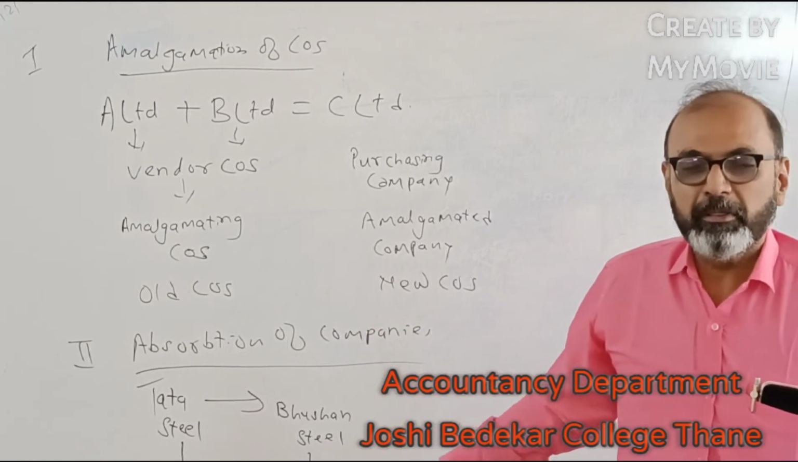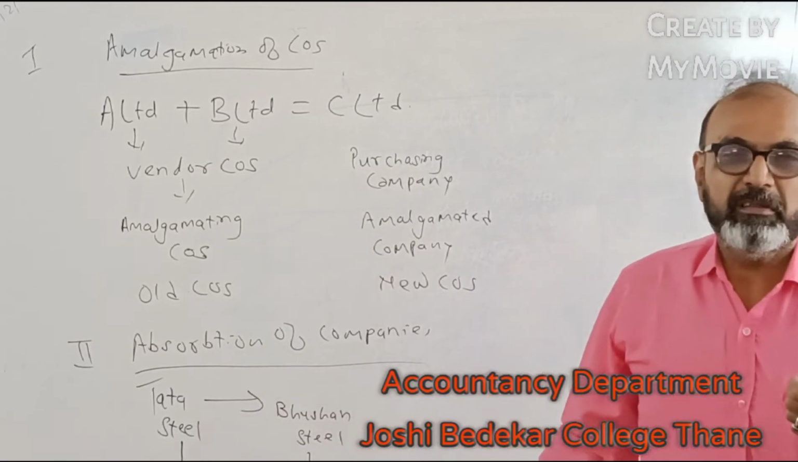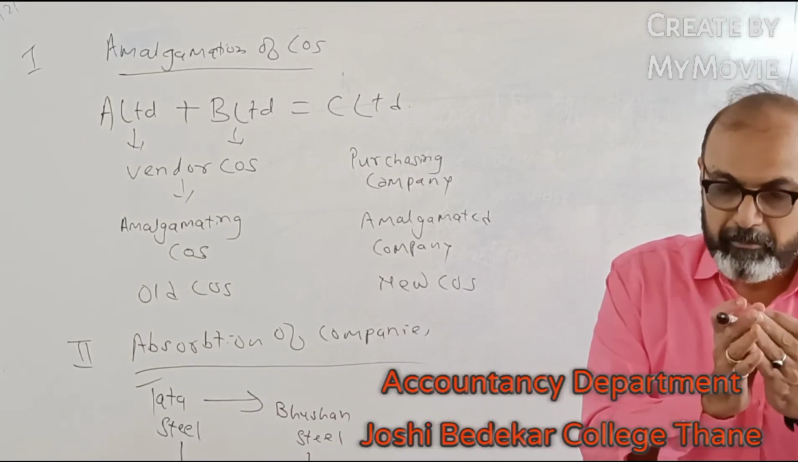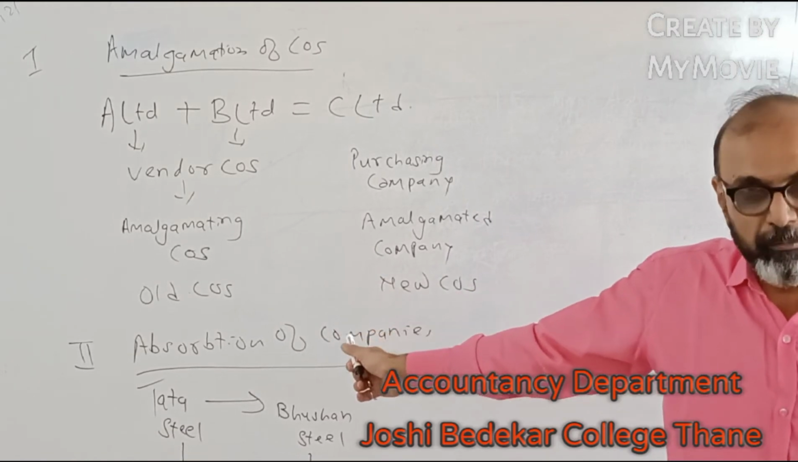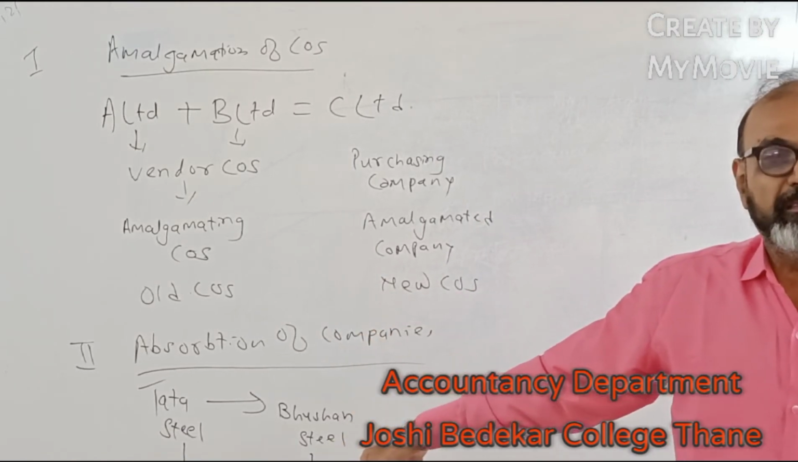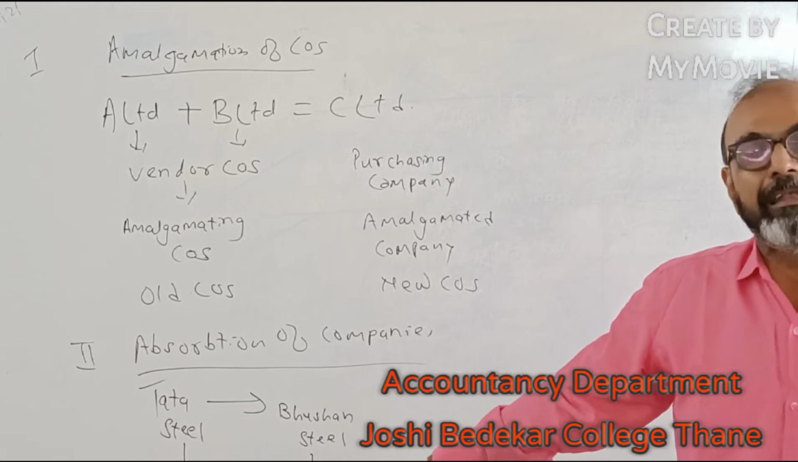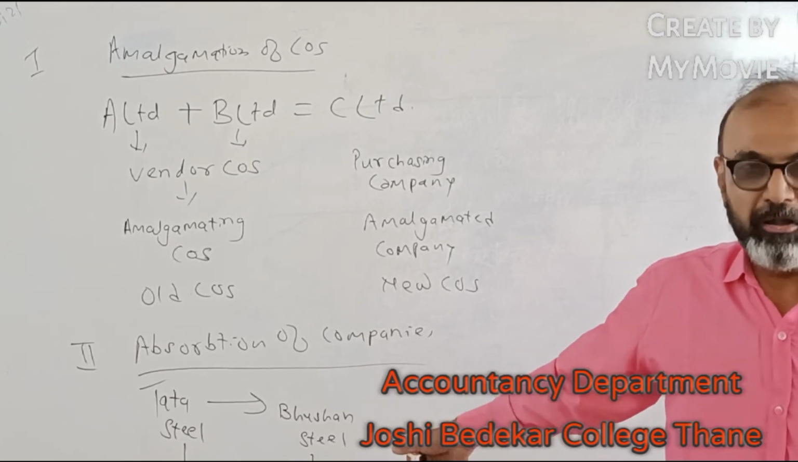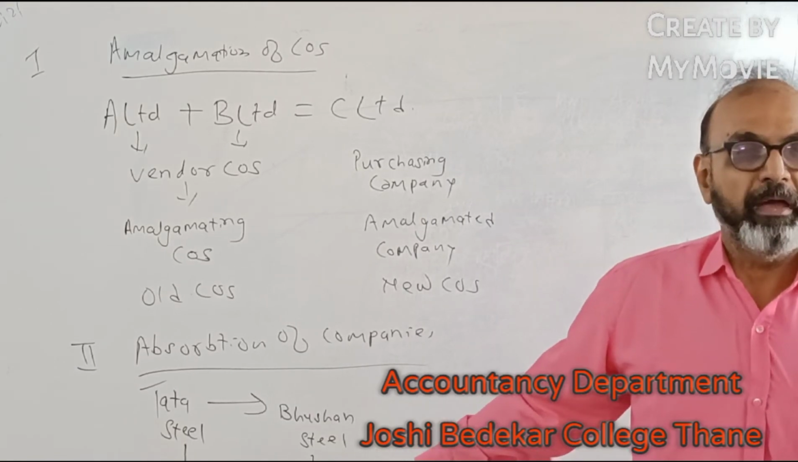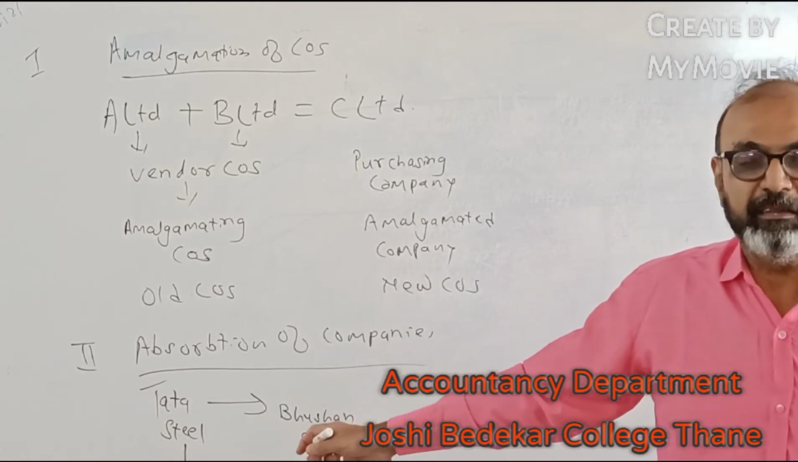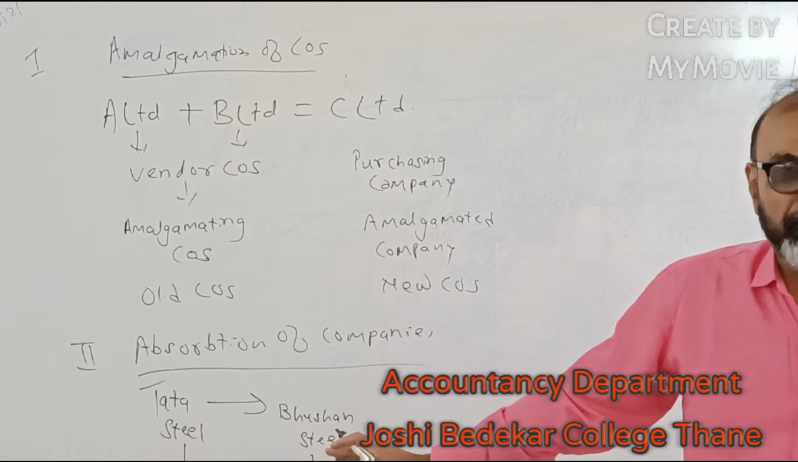So what we have done up till now, what is amalgamation? Amalgamation is when two or more companies combine their business and form a new company. That is called amalgamation. To revise once again, what is absorption of companies? When an existing company takes over another existing company, it is called absorption. The most important thing over here is no new company is formed. An existing company is taking over another existing company. That is your absorption of companies.